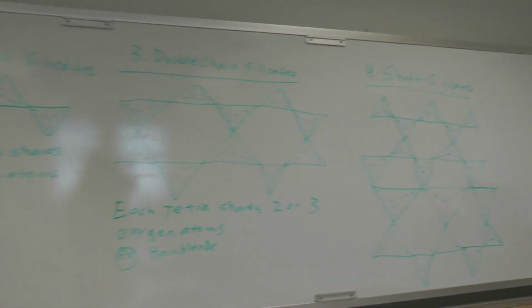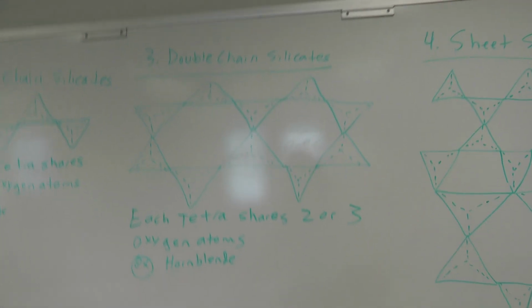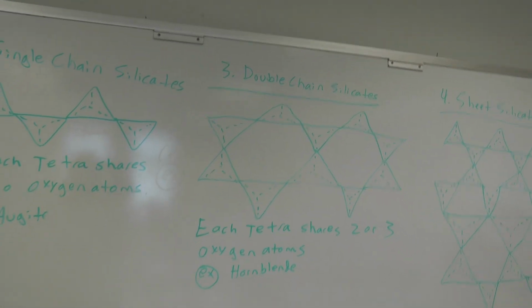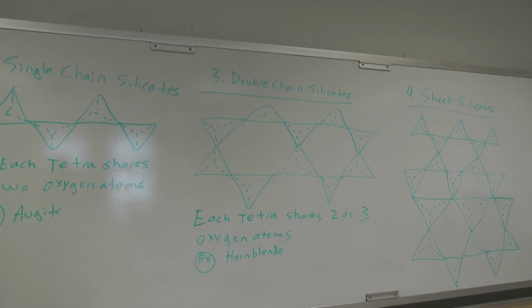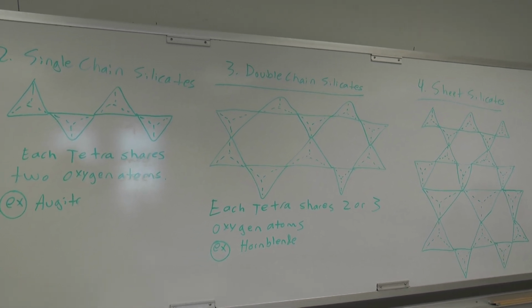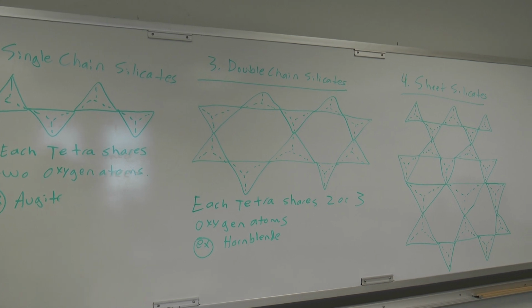All right, let's see how to get the least amount of glare to look at our double chain silicates. I think it's going to have to be like that there. Okay, so double chain silicates. Imagine two of these single chains kind of joining in the middle.